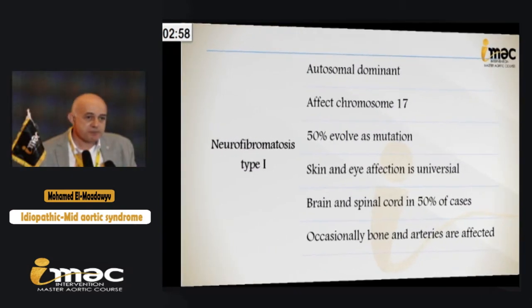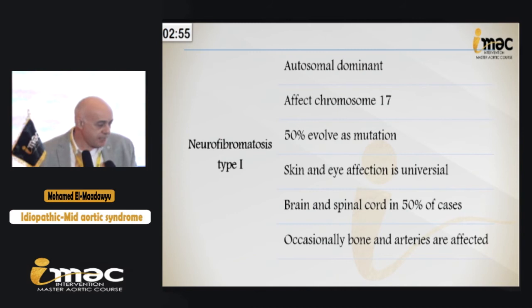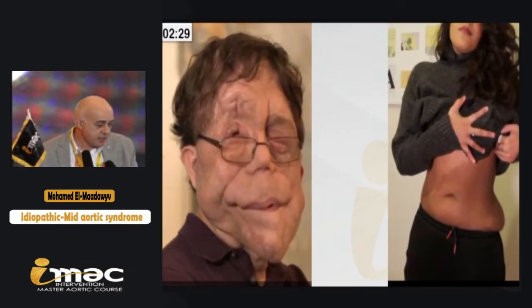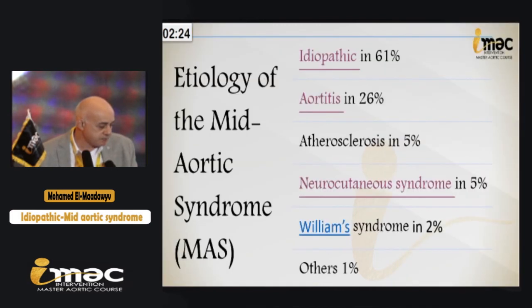Neurocutaneous syndrome, which represents 5% of mid-aortic syndrome, occurs in neurofibromatosis type 1. It's an autosomal dominant inheritance, and it affects chromosome 17. 50% evolve as a mutation. Skin and eye affections are universal in all of the cases. The brain and the spinal cord can be involved in 50% of the cases. Occasionally, bone and arteries are also affected. This is the cutaneous manifestation which happens in neurofibromatosis type 1.